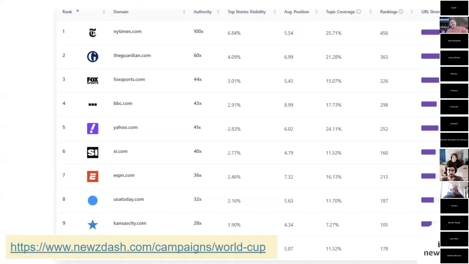So it tells you on the site, it's free, right? You can see the domain, their authority, how much traffic they're getting. So New York Times, for example, is getting 6% of all the traffic around the World Cup. What's their average position in the news box or the top stories? How much coverage did they do, right?